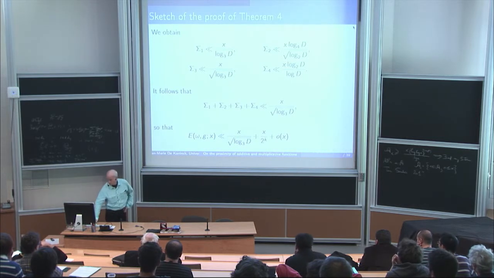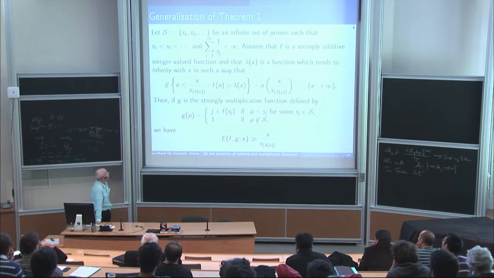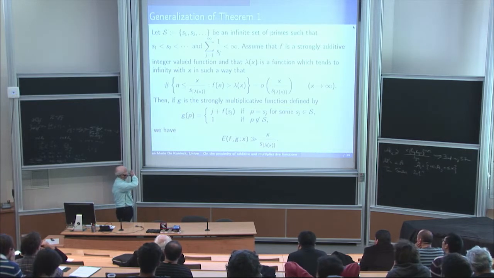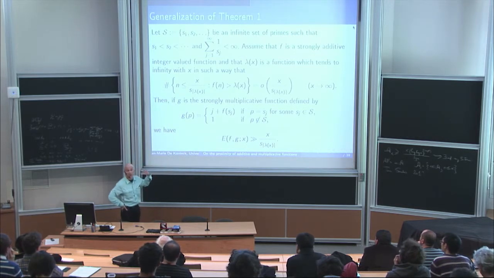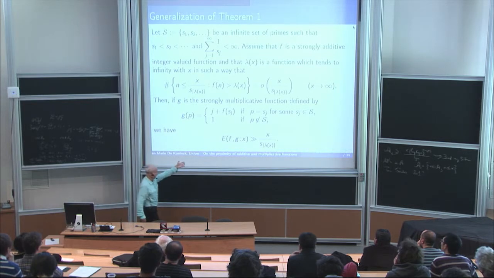Now, we've got 1 minute left. The general statement is the following. If you construct a set of primes such that the sum of the reciprocals converges, and if you have this additional condition here, in our case, lambda x was log x plus log x to the 1/2 plus epsilon, then we get this result.